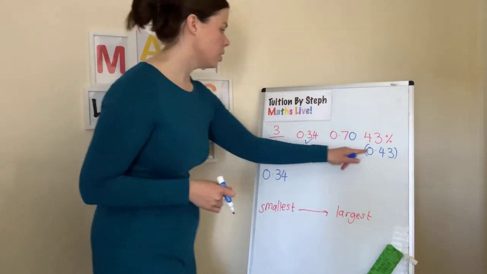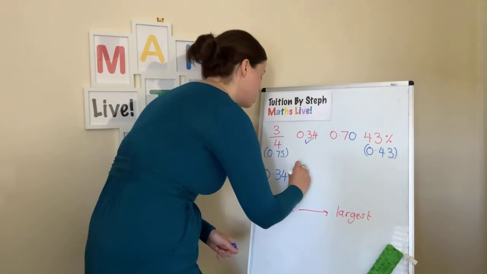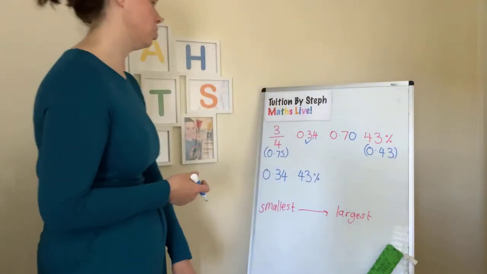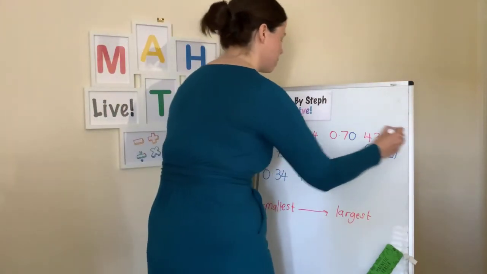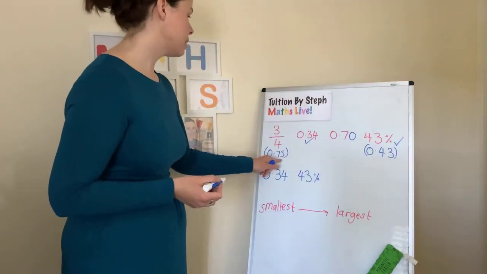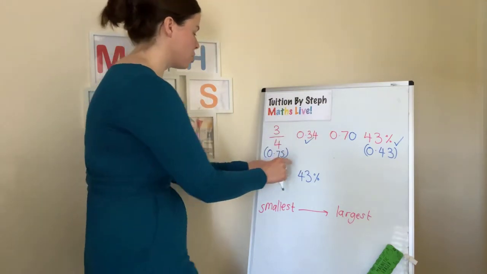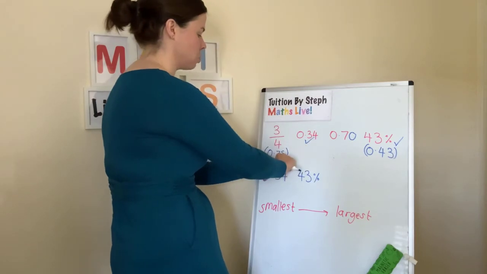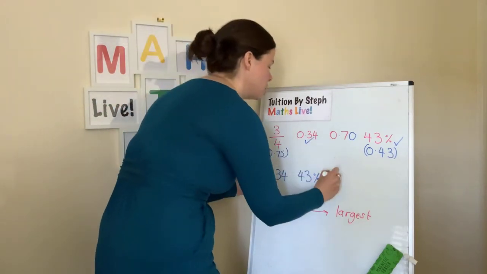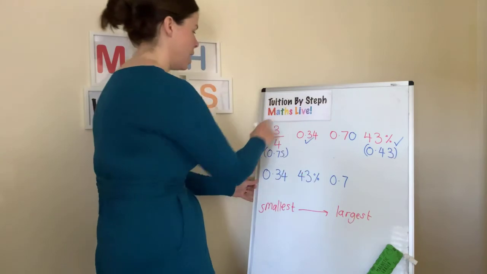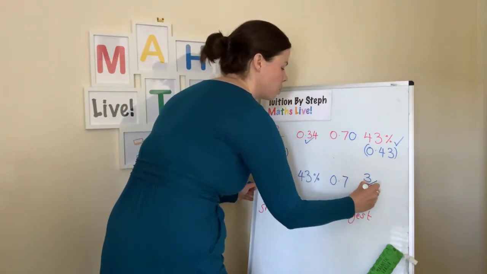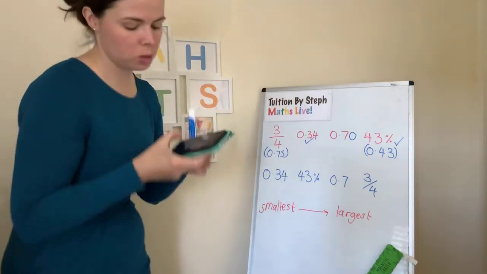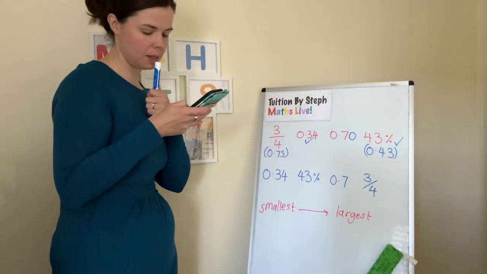The next one is 0.43, but I need to write 43% in my answer because that was this figure in the question. Okay, done. Next one I've got 0.75 and 0.7. Well, they've both got 7/10, but this one's got no hundredths and this one's got 5 hundredths. So this is actually the next one, 0.7. And the last one is 3/4. There you go. So those are ordered from smallest to biggest.